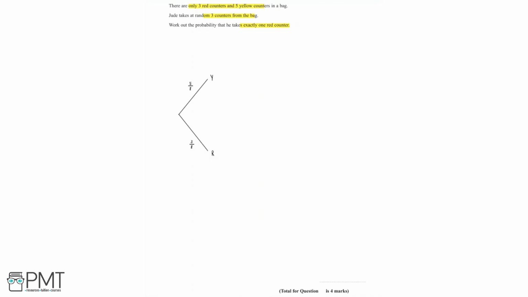Let's say that Jude takes a yellow counter on his first go. We'll have to have new probabilities that he chooses a yellow or red counter on his second go, and so this part of the tree represents the second time that he picks out a counter. Now this is assuming that he takes a yellow counter on the first go. If there were 5 yellow counters in the bag to begin with, and he takes 1 yellow counter, that means there are 4 yellow counters left, out of a new total of 7. And so the probability of picking a yellow counter the second time is 4 out of 7.